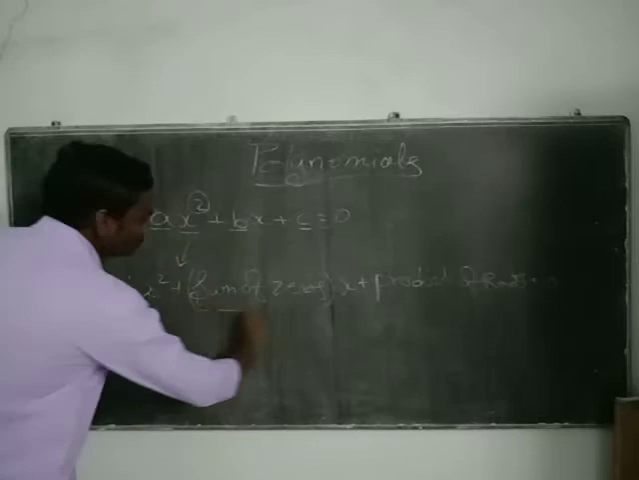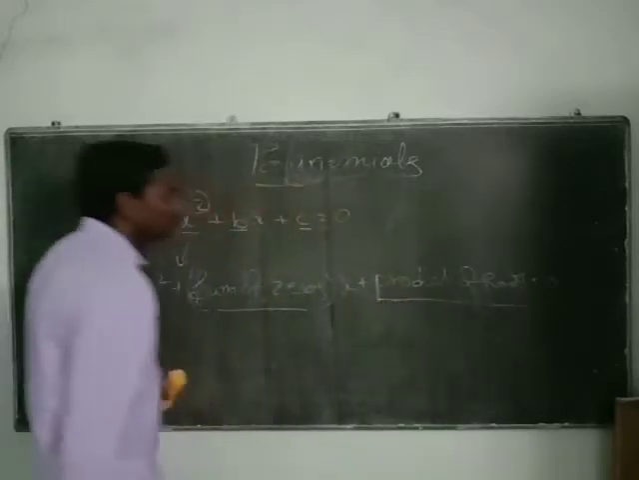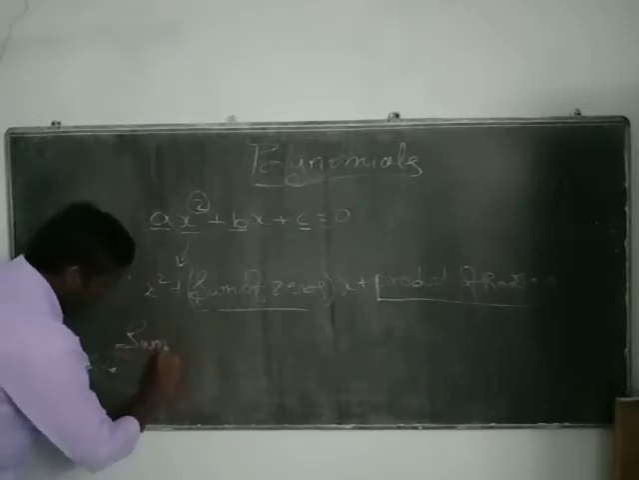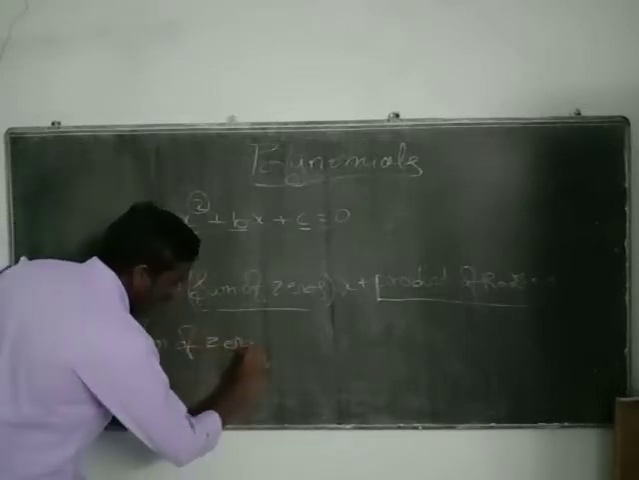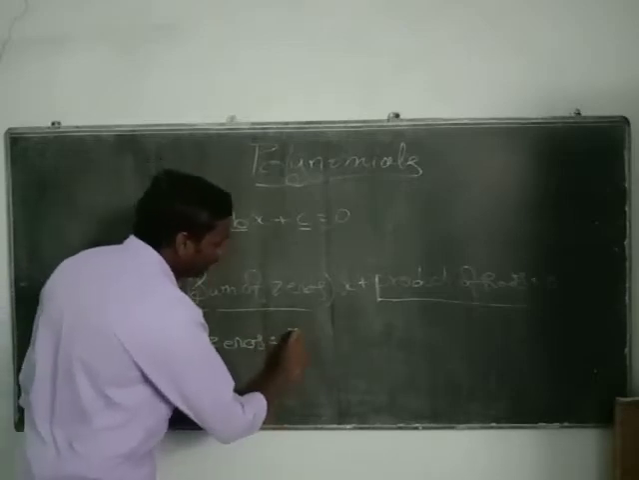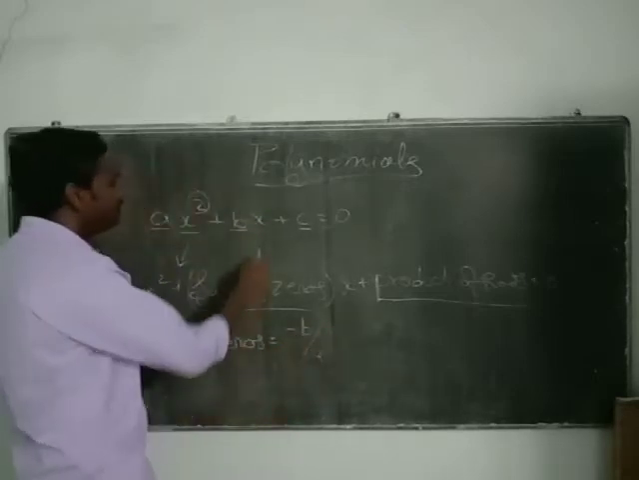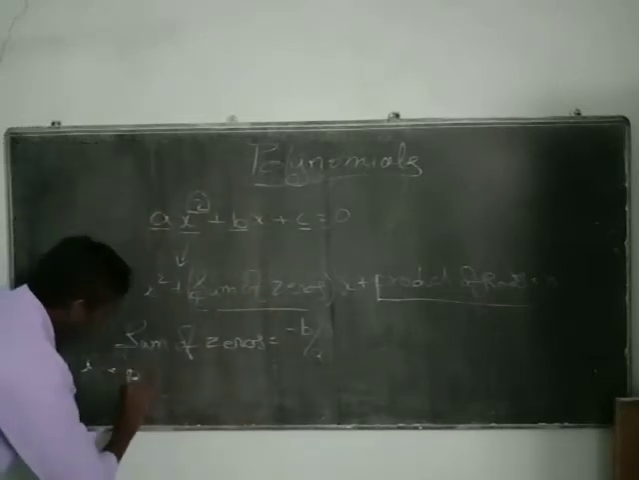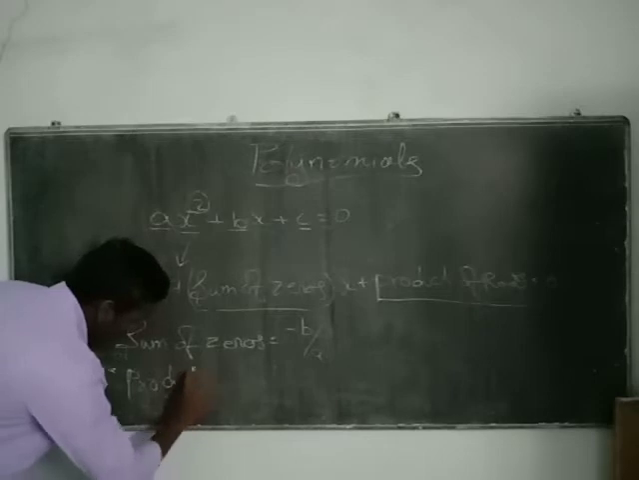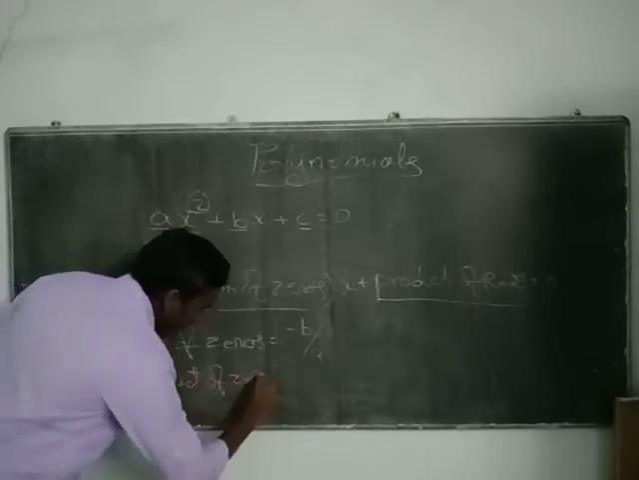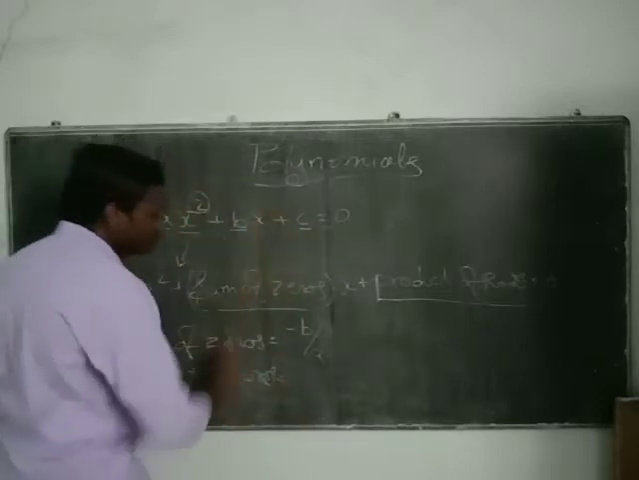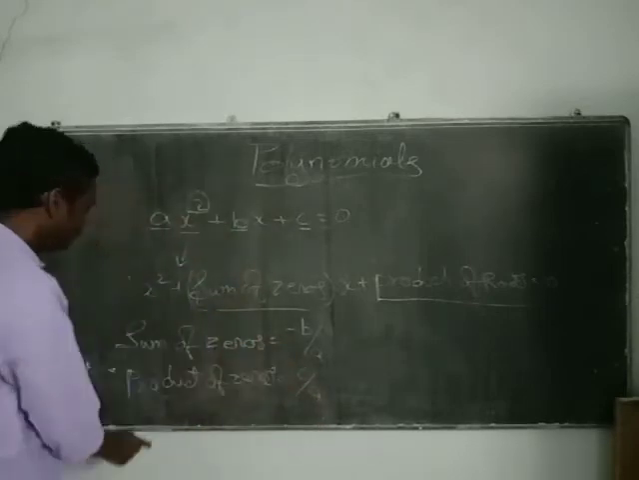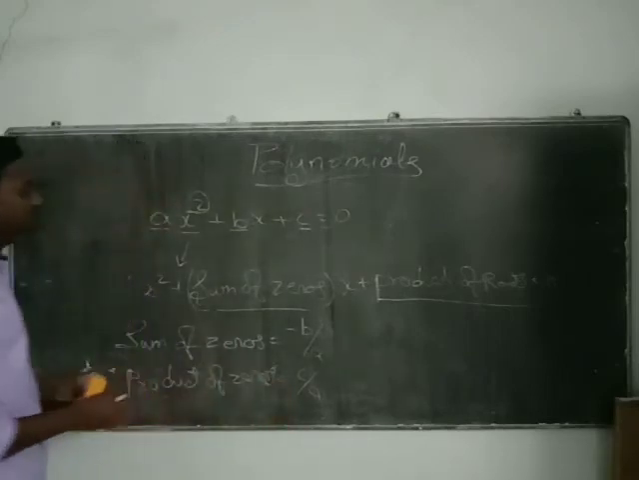Then what is the sum of zeros and the product of roots or product of zeros? Sum of zeros is equal to minus b by a if it is an equation which is having a degree of 2, and product of zeros is nothing but c by a. Remember that if it is sum of zeros we will get minus b by a, and if it is product of zeros we will get c by a.